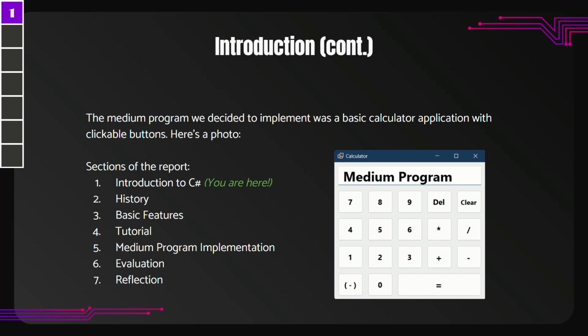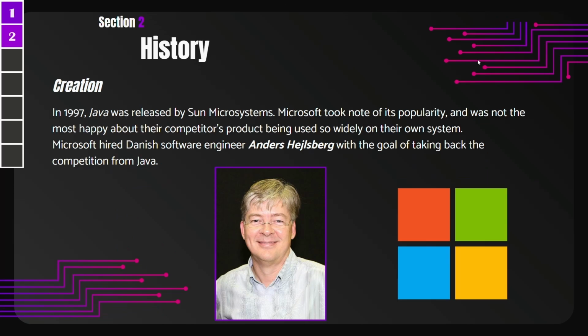Now, the sections of the report, as you can see down there, are the introduction to C Sharp, which we're on right now. We've got history, followed by basic features, the tutorial, and the medium program implementation. We're going to evaluate all of the features in C Sharp, see how they compare to other languages, and then of course reflect over the entire project. Up in the top left corner of the screen, you can see a progress bar with the 1 on it. That signifies that we're in section 1, so whatever the lowermost number showing on that is shows you which section we're currently on. So now we're on history.